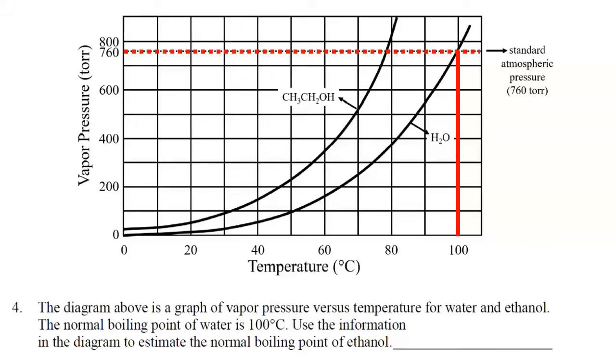So when we follow the 760 torr to the curve for ethanol, and then look at the temperature at which the vapor pressure of ethanol is equal to 760 torr, that is approximately 78 degrees Celsius. That's the normal boiling point of ethanol.